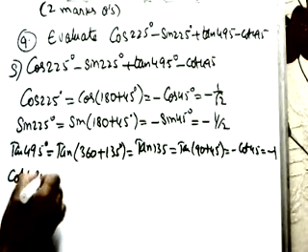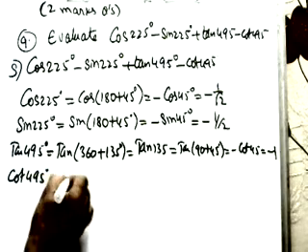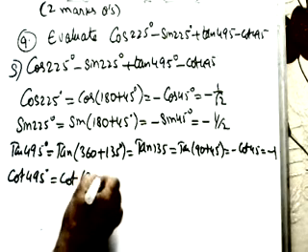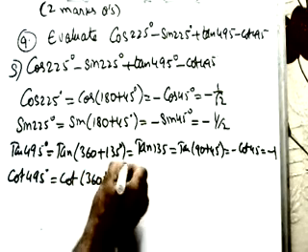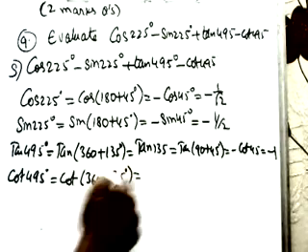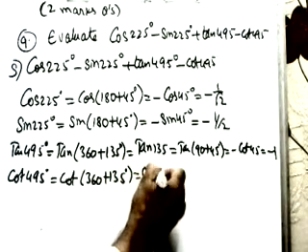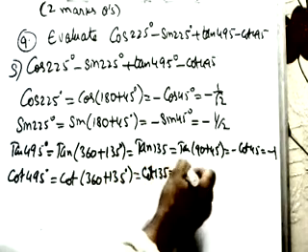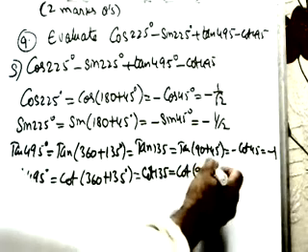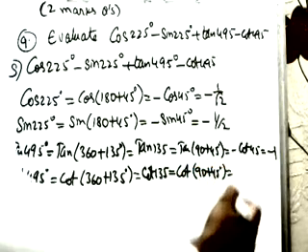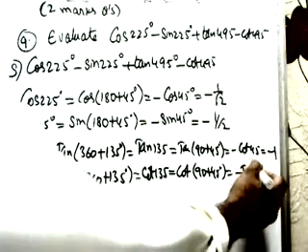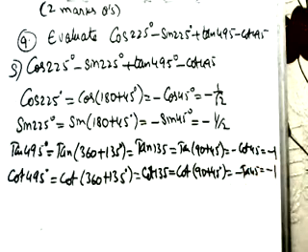Now the last one is cot 495 degrees. Same, cot 360 plus 135 degrees. Cot 360 plus theta is cot 135. Cot 135 is cot 90 plus 45. Cot 90 plus theta is minus tan theta, so minus tan 45, which is minus 1.